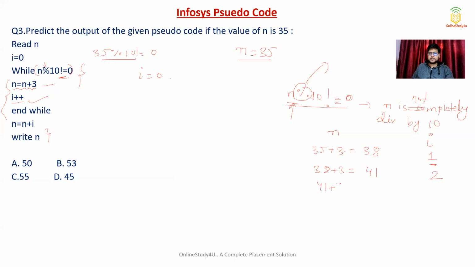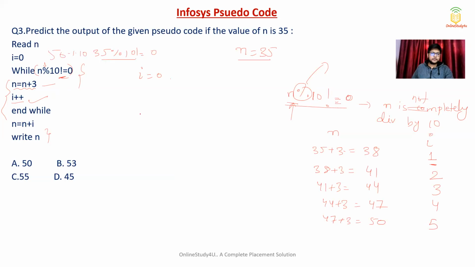That is 41 plus 3, that is equal to 44. And i goes to 3. Again, I'll check if 44 is not divisible. Yeah, it is not divisible. So 44 plus 3 is 47 and i goes to 4. I'll again check if 47 is not divisible by 10. Yes, it is not divisible by 10. So 47 plus 3, that is 50, and i goes to 5. Now, in this case, I'll check if 50 is divisible by 10.